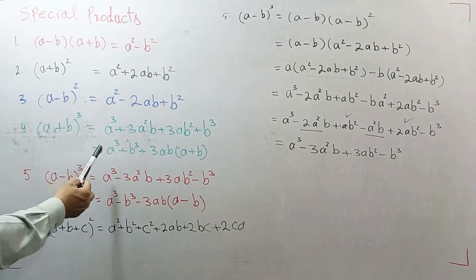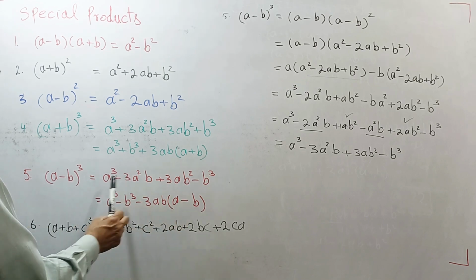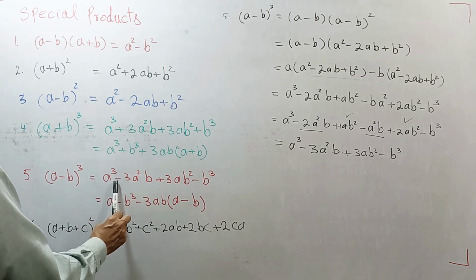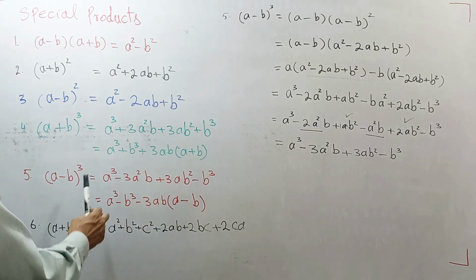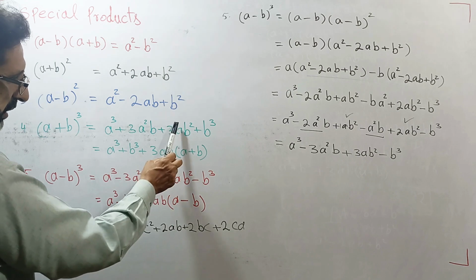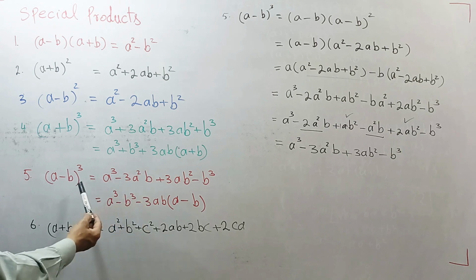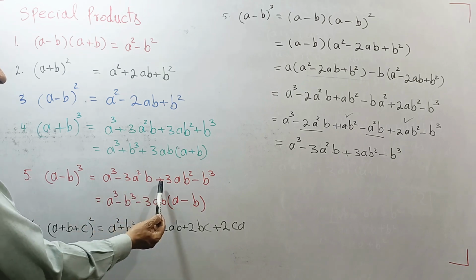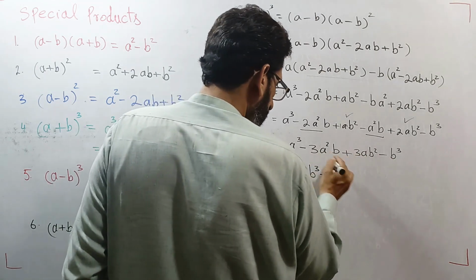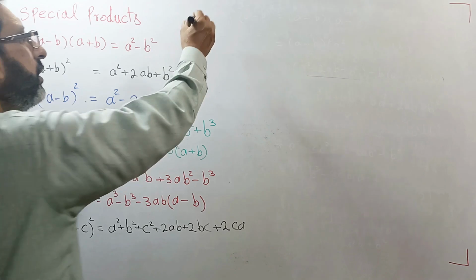In our formula number 4, all the terms are positive, and in 5, these terms will have alternate negative sign: positive, negative, positive, negative. A cube minus 3a square b, same term, plus 3ab square, same term, but here it is positive and here it is negative. Here arrangement is positive, negative, positive, negative. Minus b cube, we take minus 3ab common, here we get a minus b.